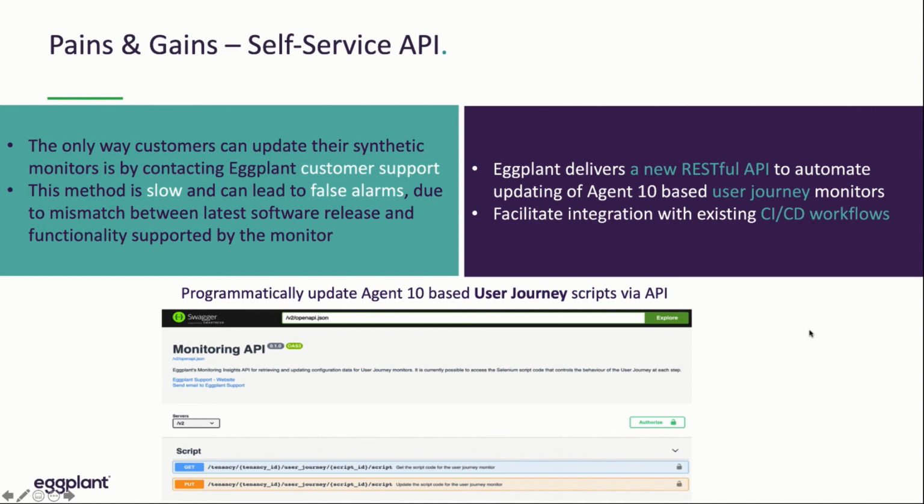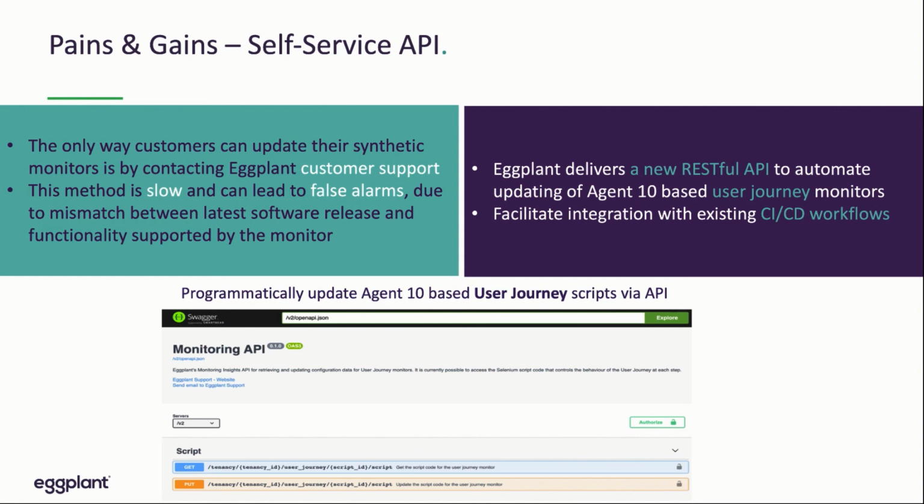I've received some questions on the self-service monitoring insights API, so let me just try and answer those. The first question is, can I use the new API to update any synthetic monitor? The answer is no. This new API can only be used to update Agent 10 based user journey monitors. So this is basically Selenium script codes. So the existing script code can be updated using this API. You cannot create any new monitors either.